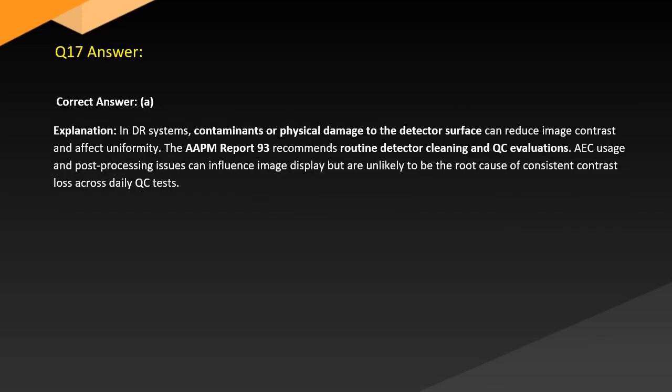Answer. Correct answer A. Explanation. In DR systems, contaminants or physical damage to the detector surface can reduce image contrast and affect uniformity. The AAPM Report 93 recommends routine detector cleaning and QC evaluations. AEC usage and post-processing issues can influence image display but are unlikely to be the root cause of consistent contrast loss across daily QC tests.